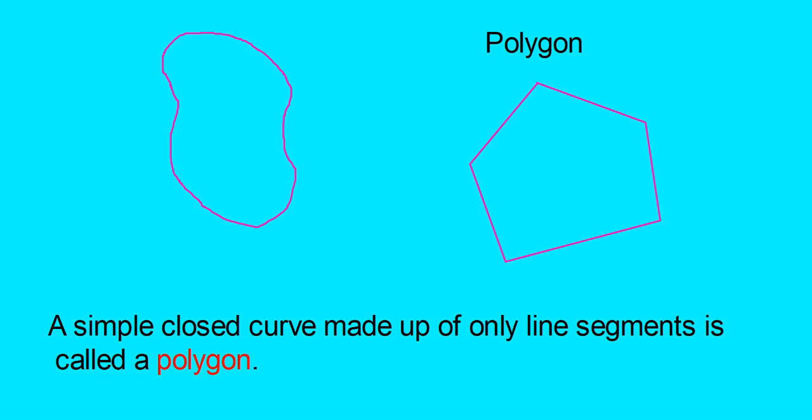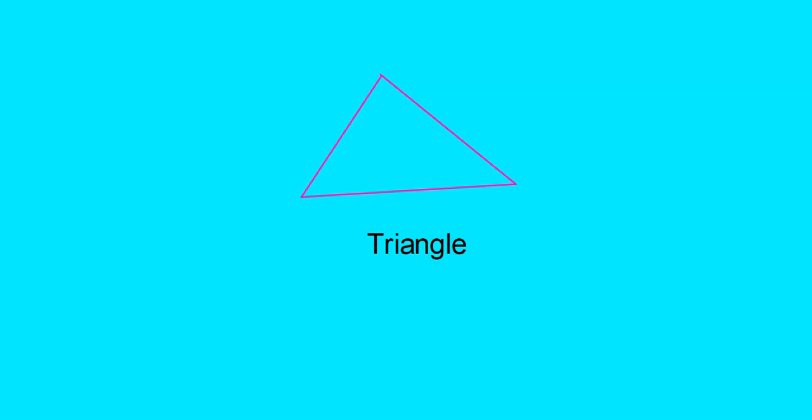The second one, which is made up of line segments, we can call a polygon. A simple closed curve made up of only line segments is called a polygon. Here is a polygon having three sides. This we can call a triangle. Here is a polygon having four sides. This we can call a quadrilateral.